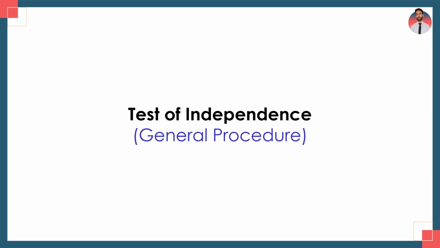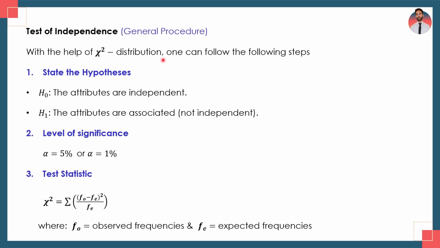Now the second point is the general procedure for test of independence. With the help of chi-square distribution, one can follow the following steps. First step, state the hypothesis. Null hypothesis, denoted by H0: the attributes are independent. Against this, the alternative hypothesis, denoted by H1: the attributes are not independent.